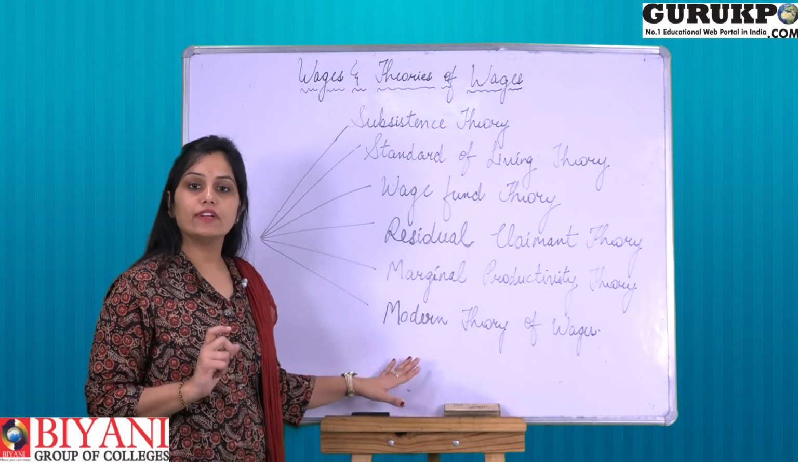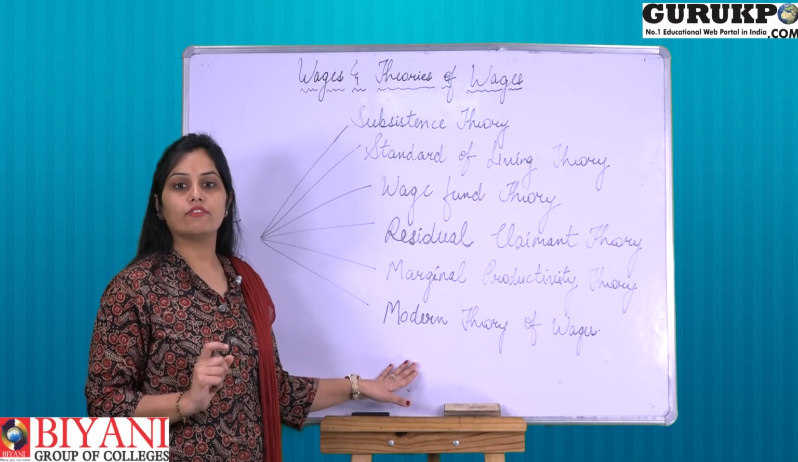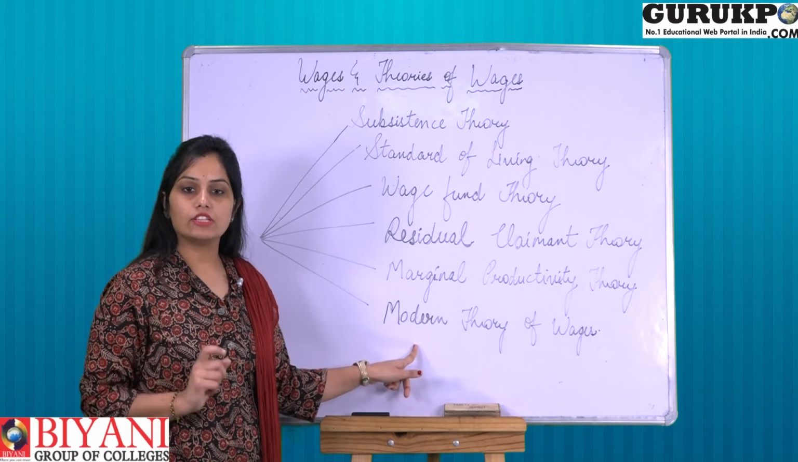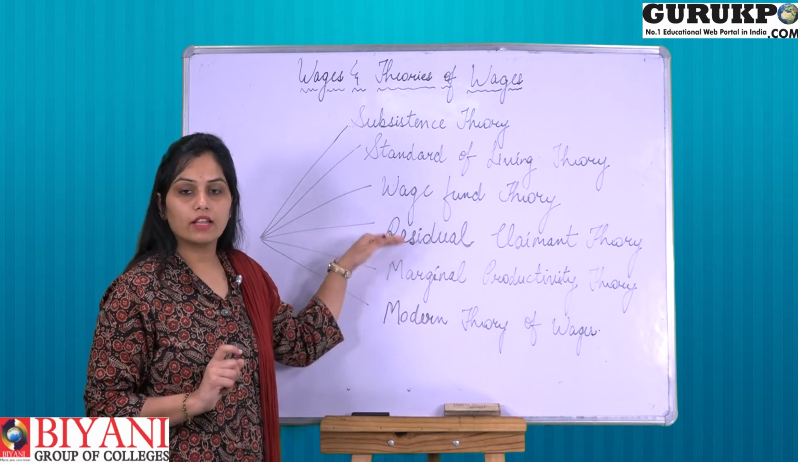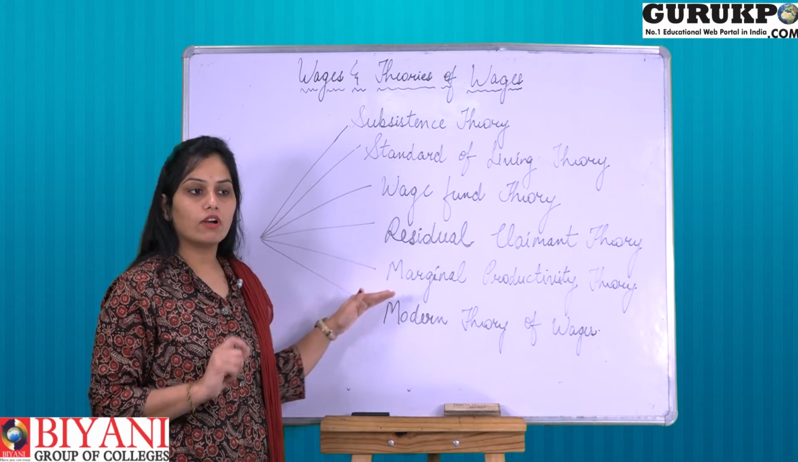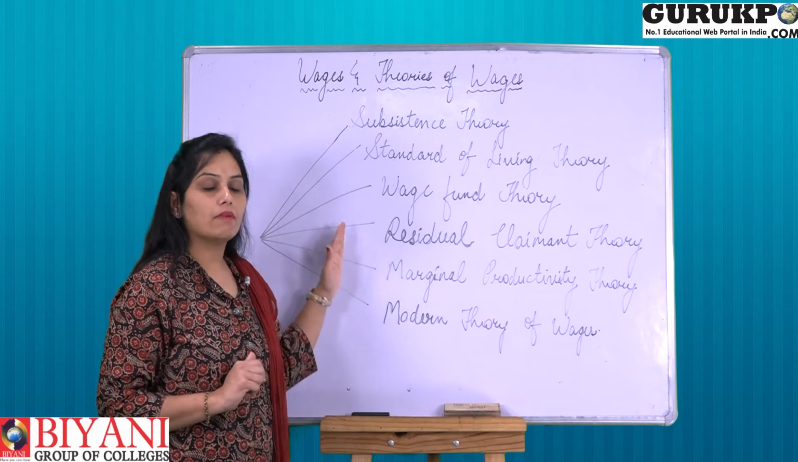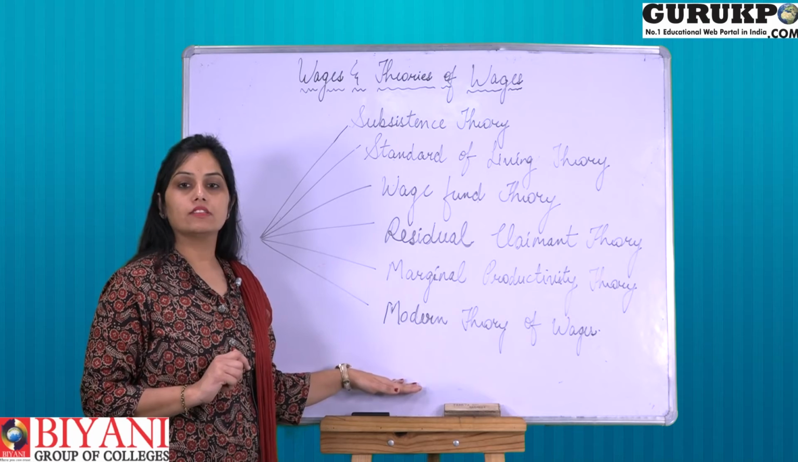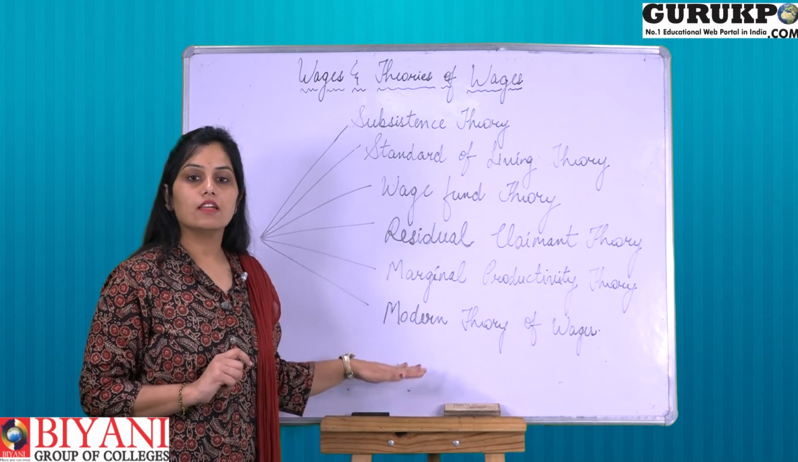The point of intersection where demand for labor and supply of labor intersect is the point where the wages are determined. If the demand for labor is more, then the wages will be more, because when labor is demanded more in an industry, their wages will be more. But if the supply of labor is more compared to the demand, the wages will be less.